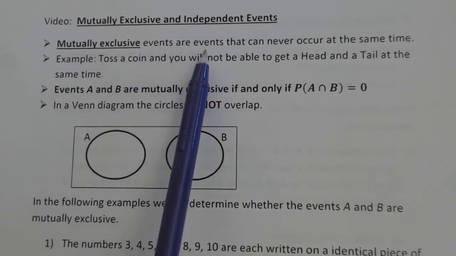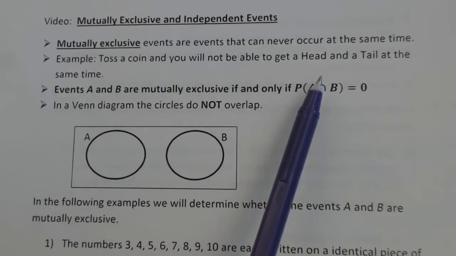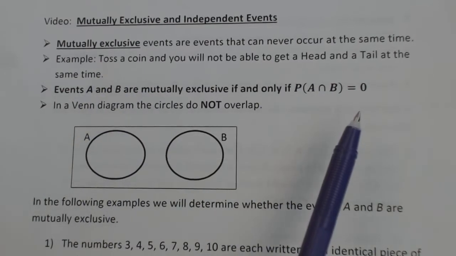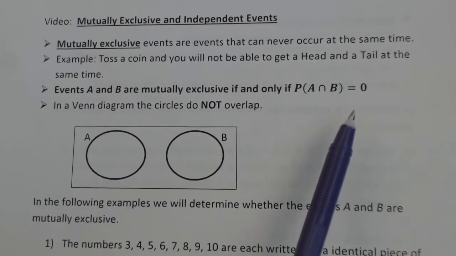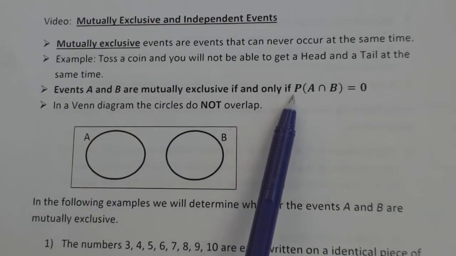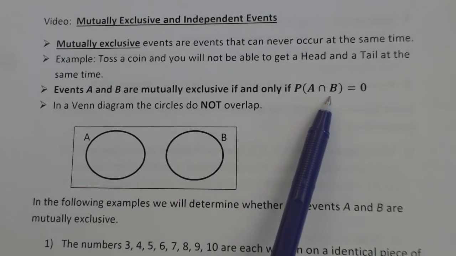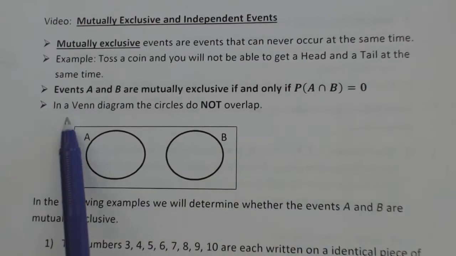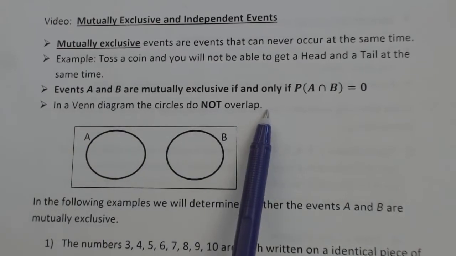Mutually exclusive events are events that can never occur at the same time. For example, you toss a coin and you will not be able to get a head and a tail at the same time. Events A and B are mutually exclusive if and only if the probability of A and B happening equals 0, meaning no way. In a Venn diagram, the circles do not overlap.